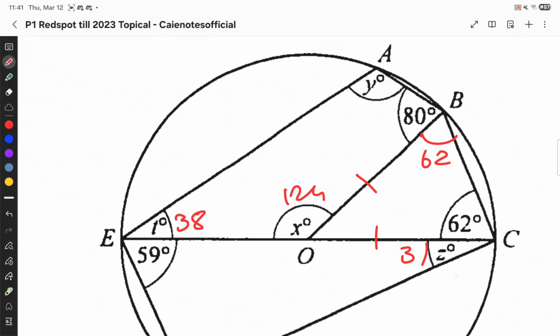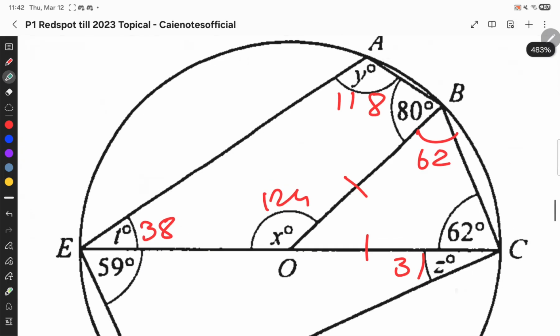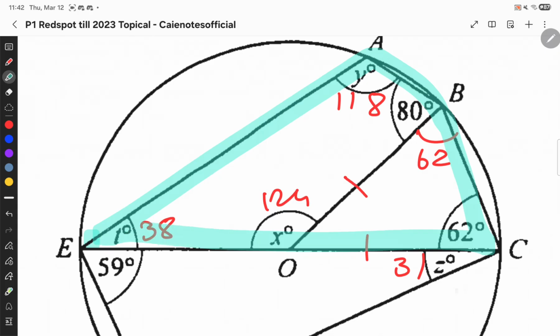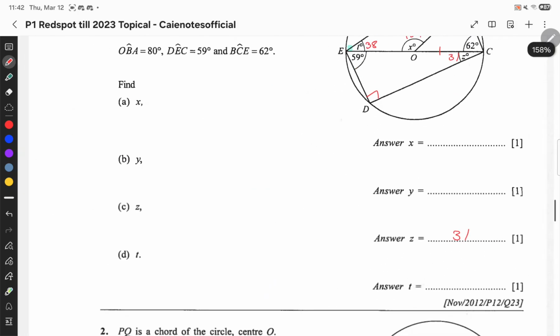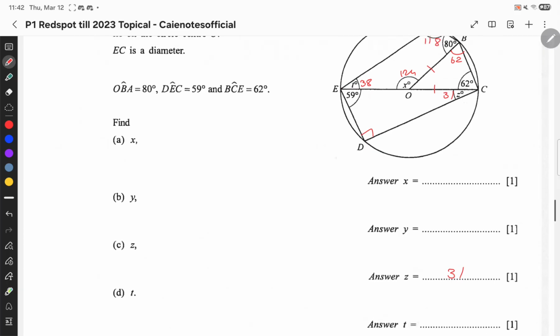Next, using this, we can solve for y. So this is 360 minus 38 minus 80 minus 62 minus 62 again, which gives us our final answer of 118. This is also given if we use the cyclic quadrilateral trick again and see opposite of 62 is y, and so we can do 180 minus 62 is equal to y, and there we have it, all of our answers. x was 124, t was 38, and y was 118.